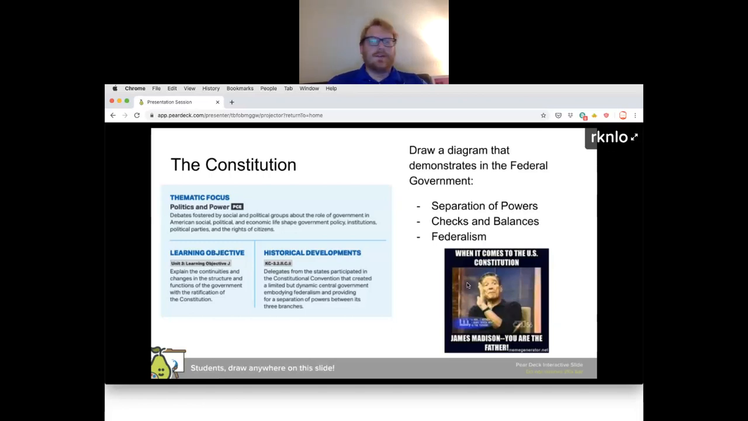And what I want you to do is there are three big parts to the Constitution: separation of powers, checks and balances, and federalism. All right, there's also republicanism, but I hope you understand what that means. Republicanism is just a way of saying democracy, power from the people through representatives. All right, so how would you show me separation of powers, checks and balances, and federalism?